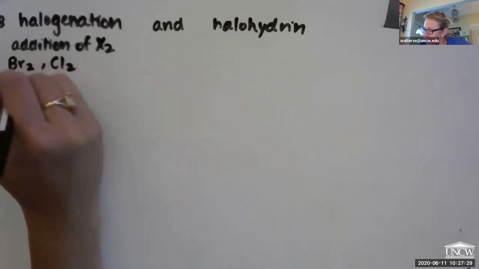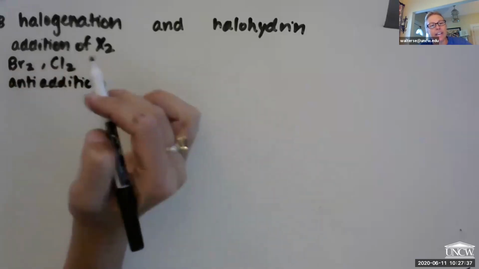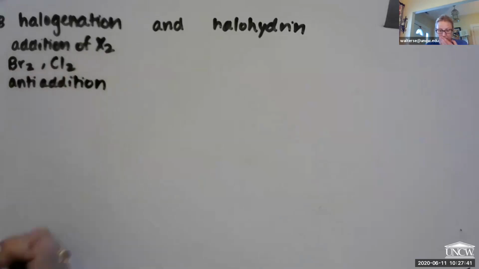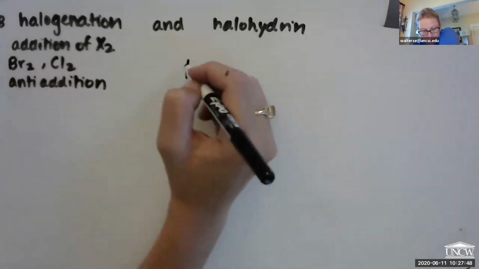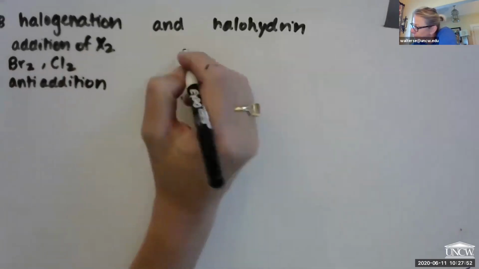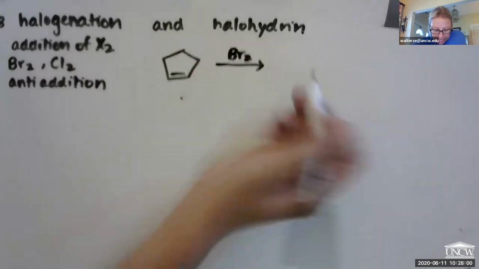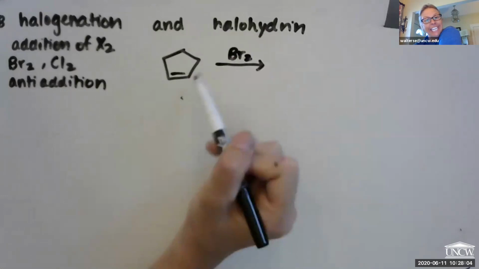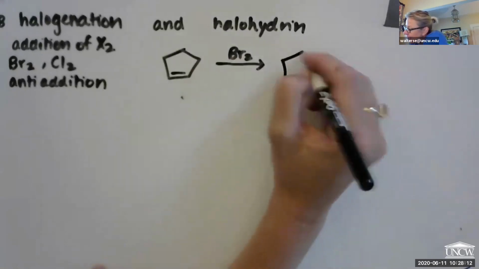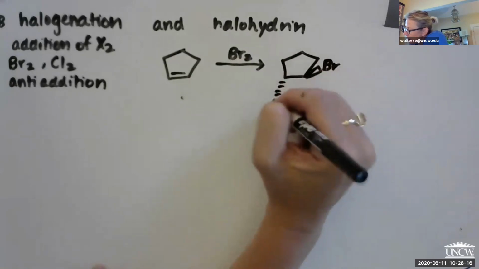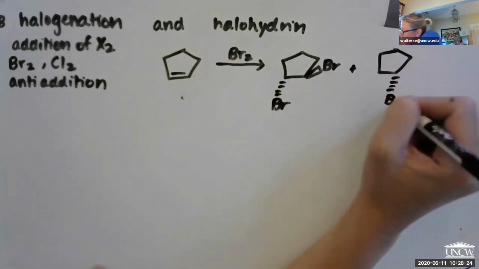These add by anti-addition. So if your substrate is cyclic, you're going to end up with one adding on the top face, the second adding on the bottom face. Okay. So I'll draw out the reaction up here and then we'll do the mechanism. What you would write is just Br2. And again, there's nothing written underneath here. It's just your alkene in the presence of bromine. Since they add anti, you're going to get enantiomers.